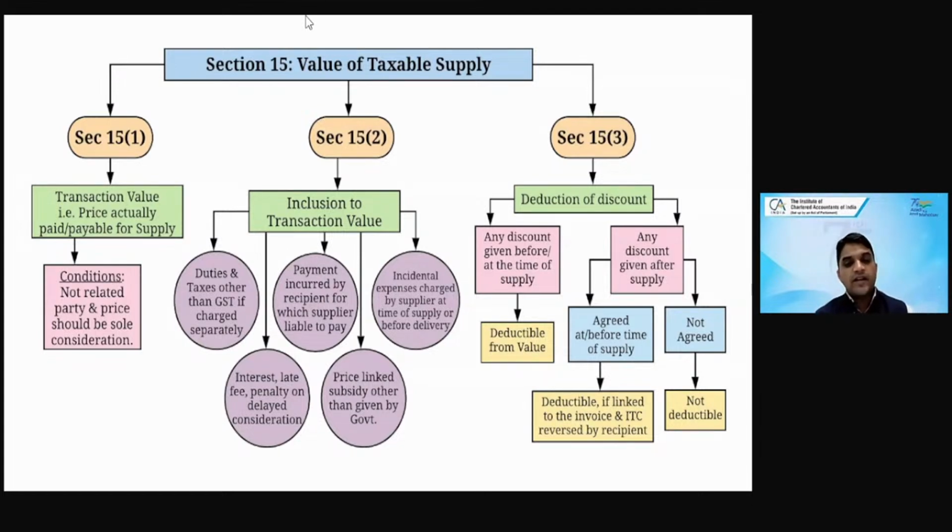And then what else is to be added? Price-linked subsidy is also to be added, other than the subsidy which is given by the government. So if any subsidy is being given to you by a private party, by a non-government entity, then it has to be included. But if that subsidy which is linked to the price is given by the government, then you don't have to add it. Clear? What all we have to add?